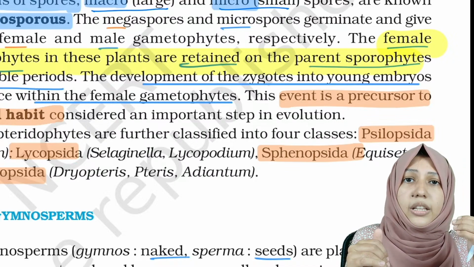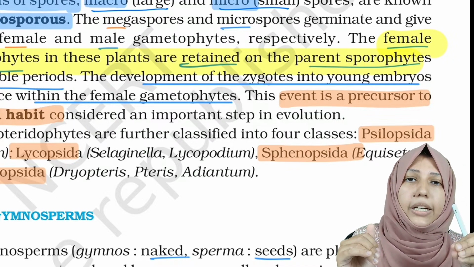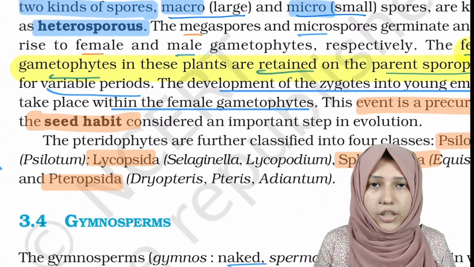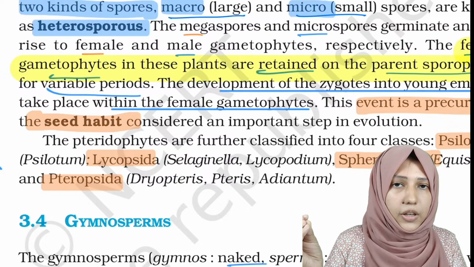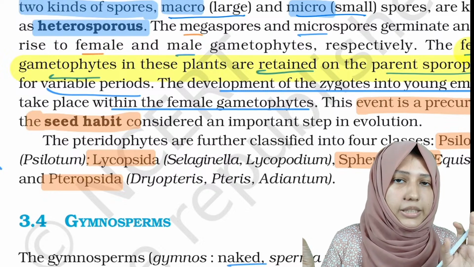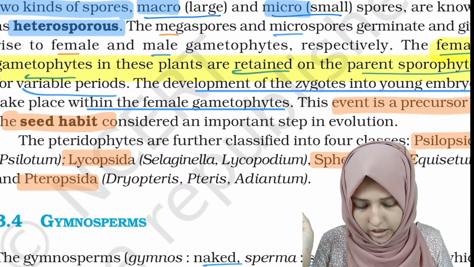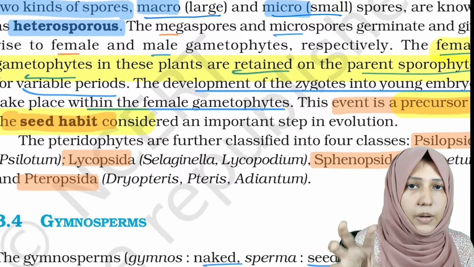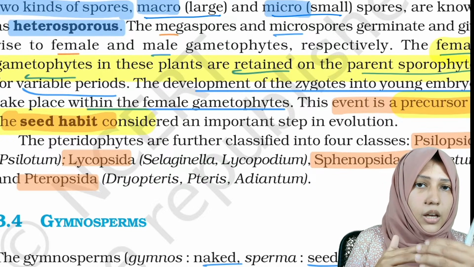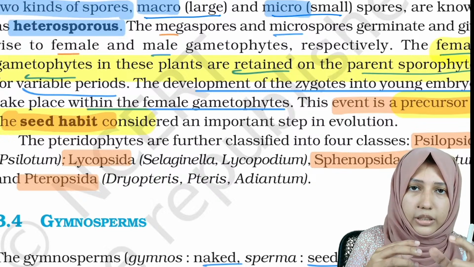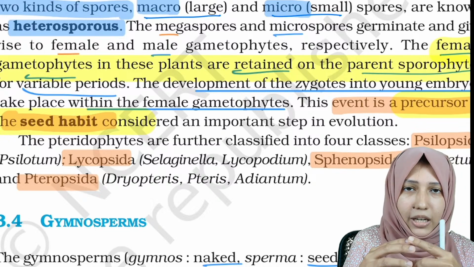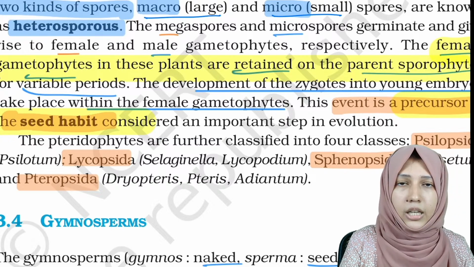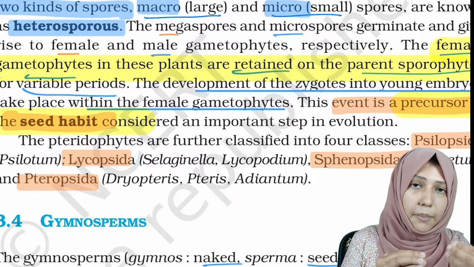Even after fertilization, the female gametophyte will be retained inside the female sex organ for a variable period. We don't know the period, it means it will be long. This indicates a precursor to seed habit, which means from algae it has been developing. Algae was not so developed, then bryophytes not much developed, and when we reached pteridophyte, they had vascular tissue, they are coming towards the seed habit. Till now they don't have the seed, but they are coming towards the seed habit.